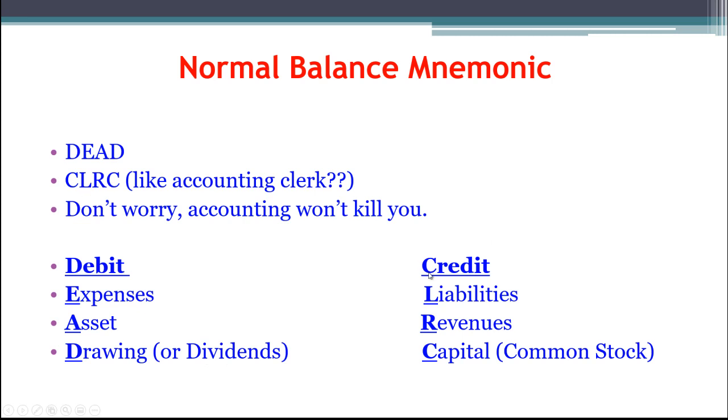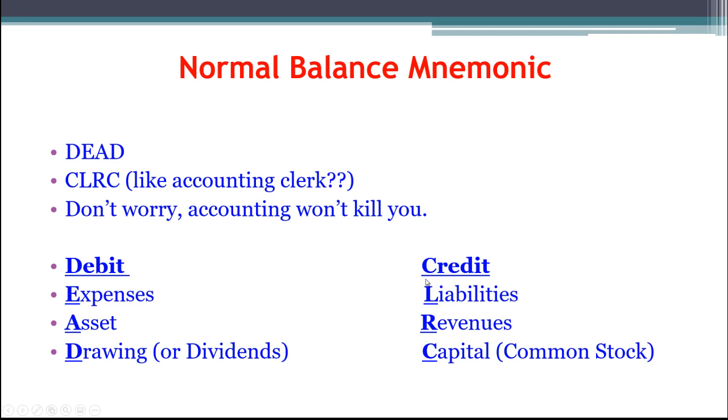Now, there are 3 accounts for the credit side. The best mnemonic I can think of is clerk, like an accounting clerk. If you take an accounting course, you're a little stressed about it. You may think it's going to kill you, but it really isn't. So, dead clerk, you don't want to be a dead accounting clerk. So, clerk. Again, accounting's not going to kill you. It just takes a little bit of practice.